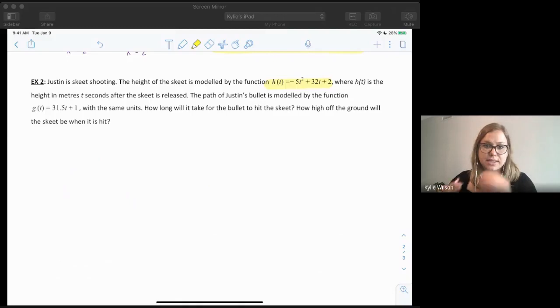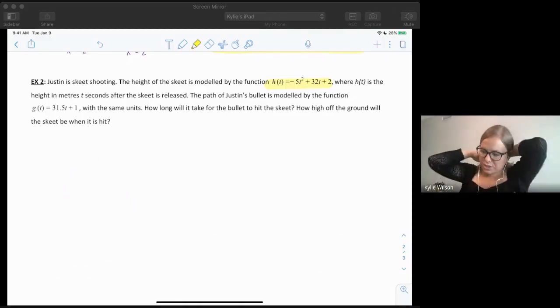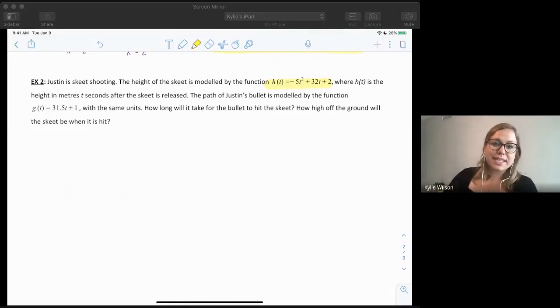is released. So in case you don't know what skeet shooting is, basically a disc is shot into the air and your goal is to hit it when you're shooting, like you shoot at it and your goal is to hit the skeet as it's flying through the air. So you basically have a moving target is what's going on.